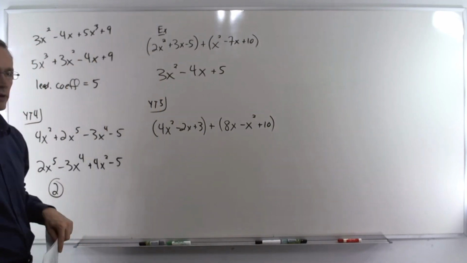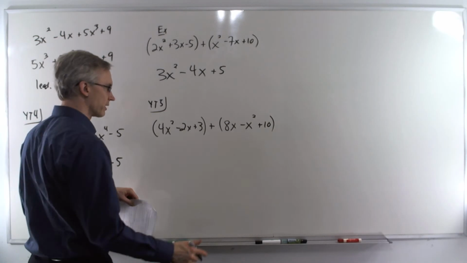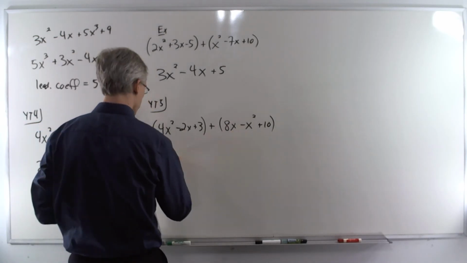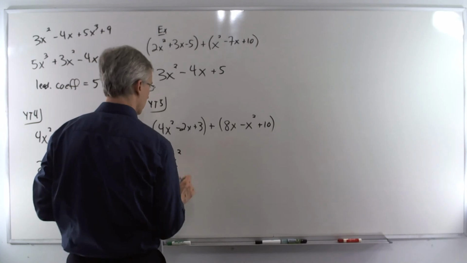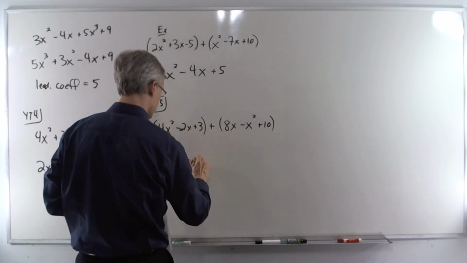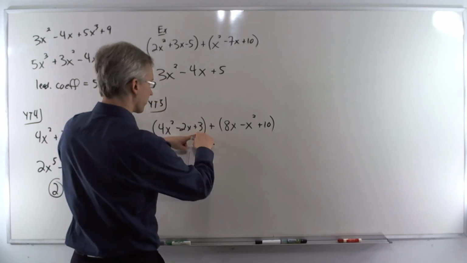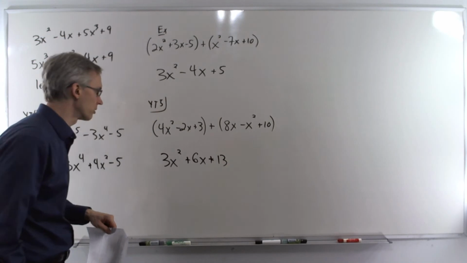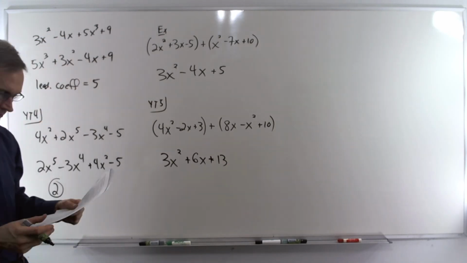So things are out of order. So you just have to make sure to match up the like terms. We got 4x squared and negative x squared. Subtract those, we get 3x squared. All right, now we're going to match up the x terms. Negative 2x plus 8x, that's 6x. And then negative 3 plus 10, 13. 3x squared plus 6x plus 13.